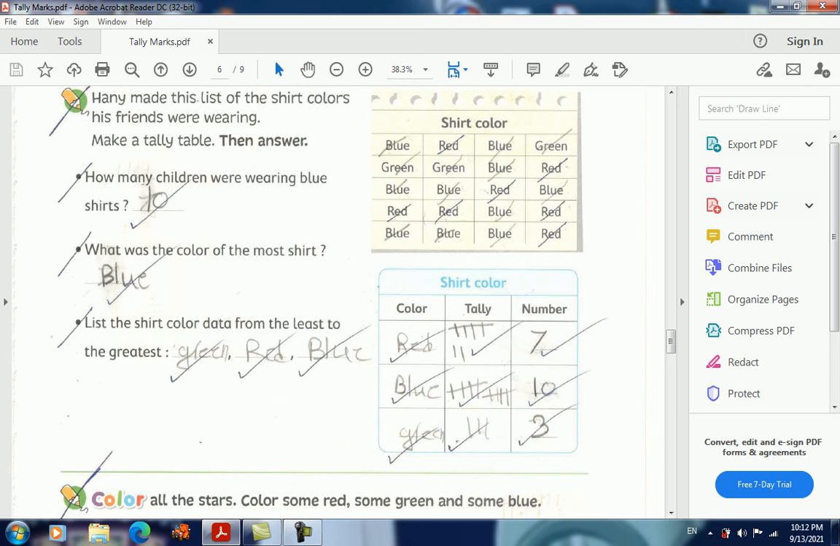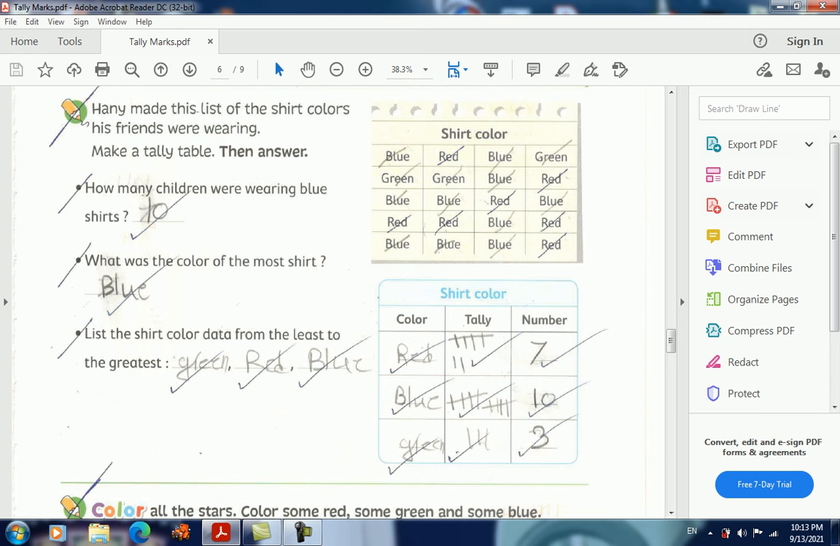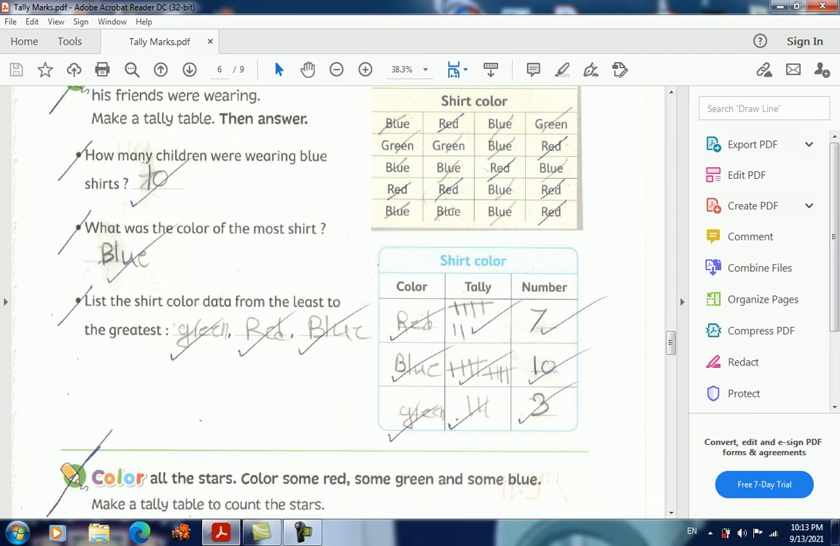Then I start answering the questions. How many children were wearing blue shirts? From the table you will find 10. What was the color of most shirts? It was also blue, because it was the greatest number, which is 10, and the 10 is for the blue. And then list the shirt color data from the least to the greatest. So the least number is 3, which is for the green. So the green first, then after that the red, then the blue.